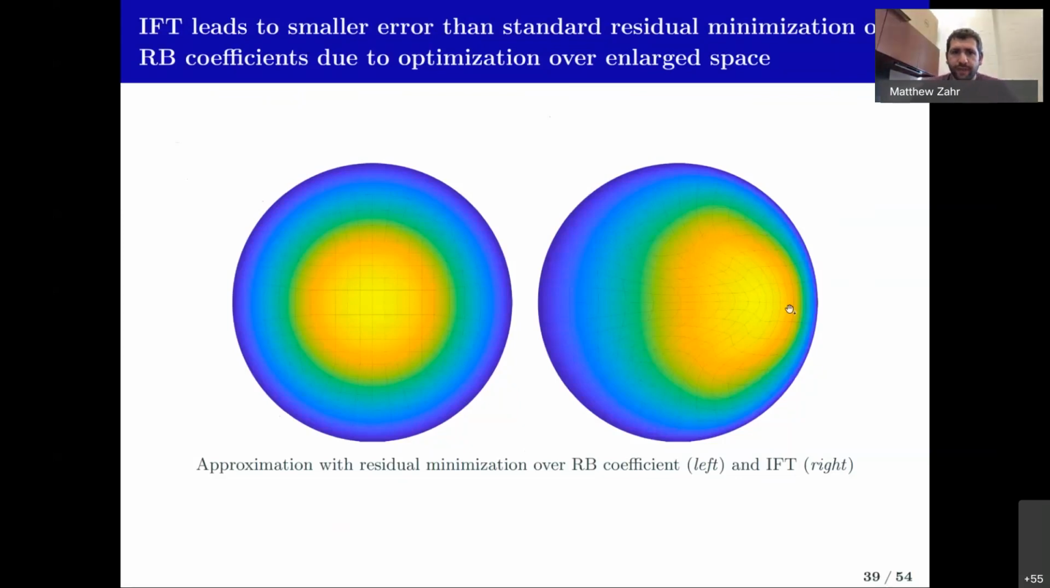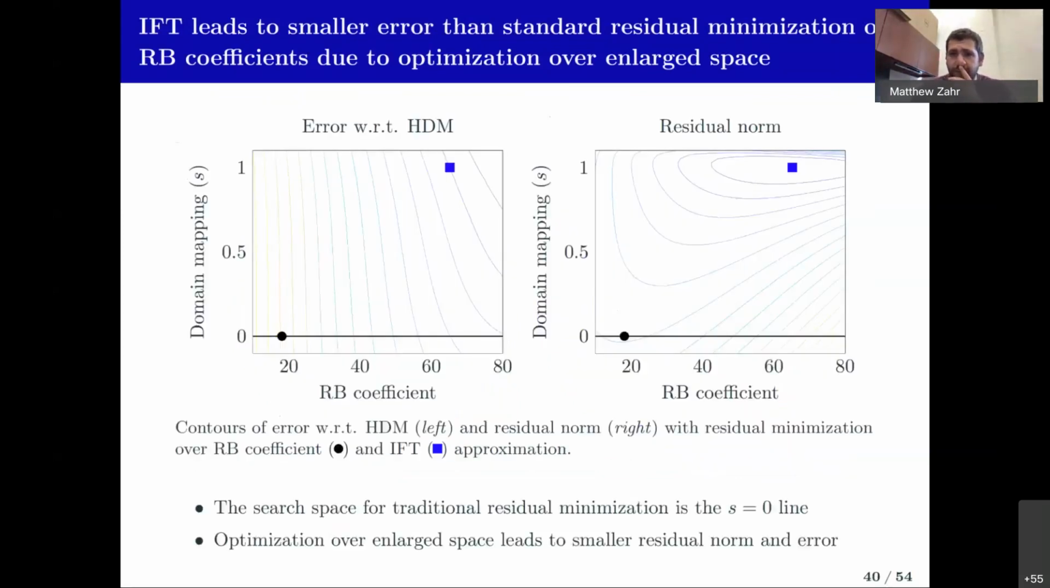Now, the more interesting thing is on these contours. Right here, I've drawn the contours of the error with respect to the high-dimensional model versus the reduced basis coefficient, because there's one of them, right? So a 1D basis, as well as the domain mapping, because there's one. That's why I was insisting on 1D in both, so I could plot these with contour plots. And then over here, I used the exact same x and y coordinates, but here I'm plotting the residual norm.